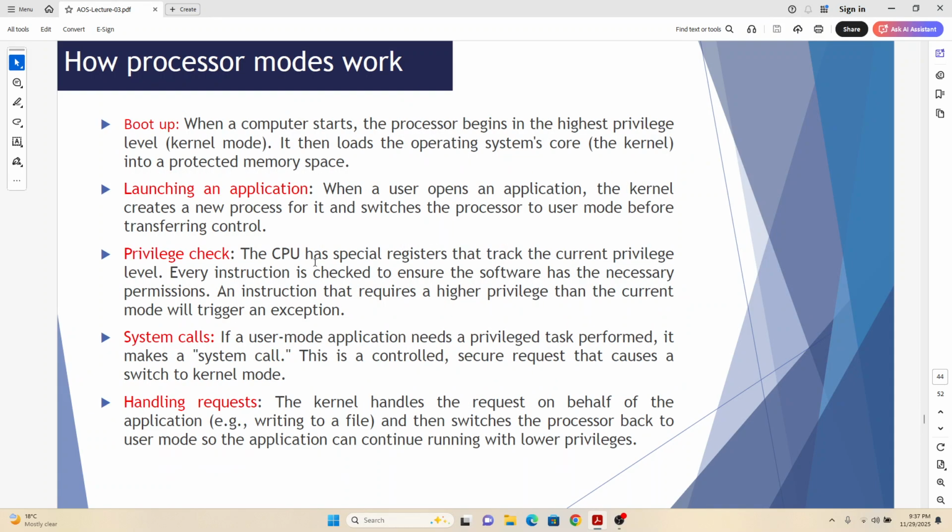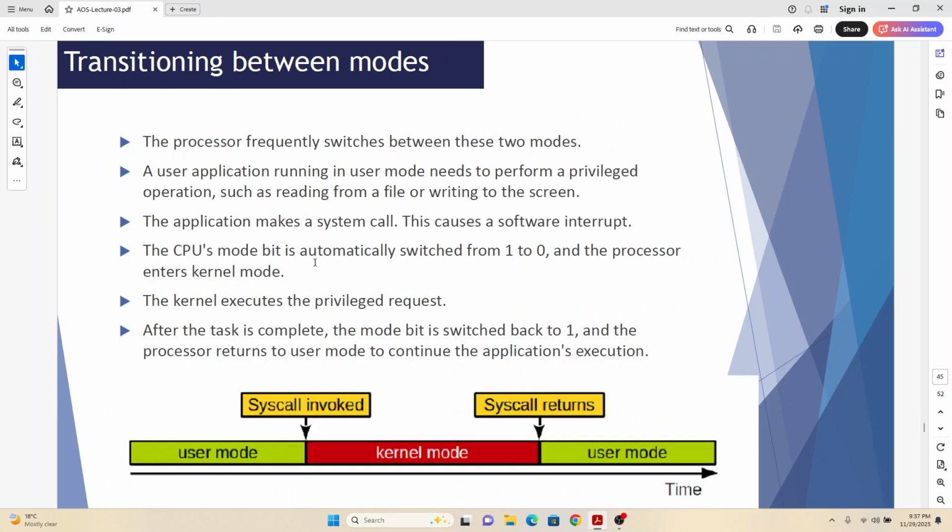How processor mode works: when the computer starts, the processor begins at the highest privilege level, kernel mode, and it then loads the operating system code. On launching an application, privileges are checked, and it makes system calls and handles the different requests made by the user. Transitioning between the modes, we basically have two modes, user mode and kernel mode.